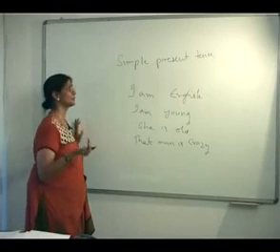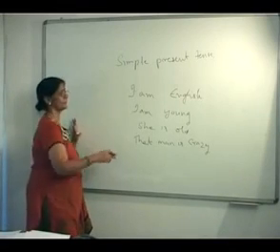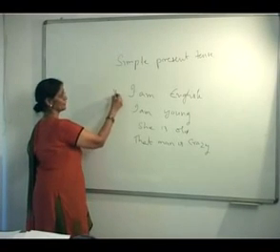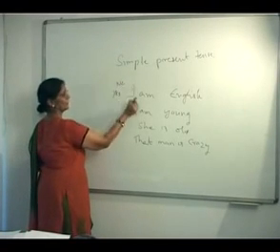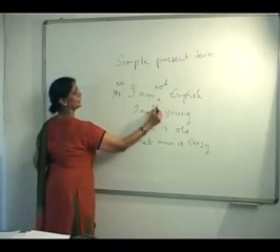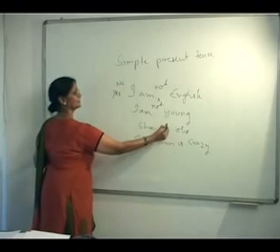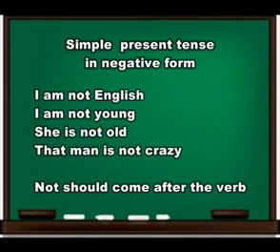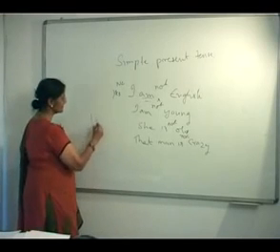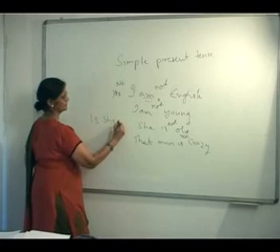And how do we use simple present in negative? I am English. Are you English? Yes, I am English. Or no, I am not English. I am not young. She is not old. The man is not crazy. This not should come after the verb. And question forms. Is she young?